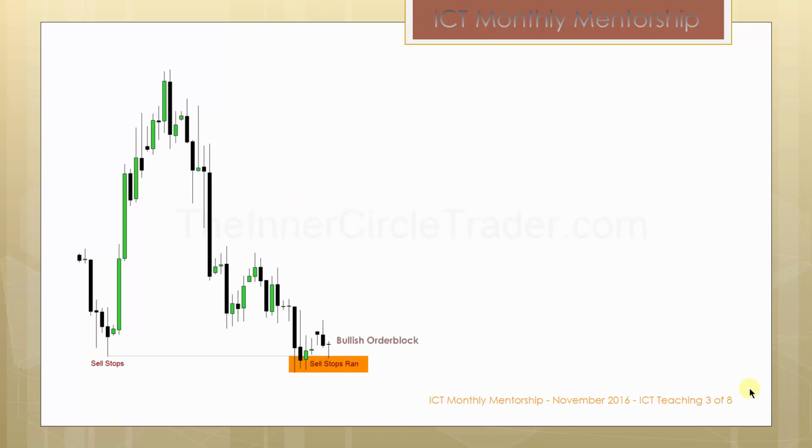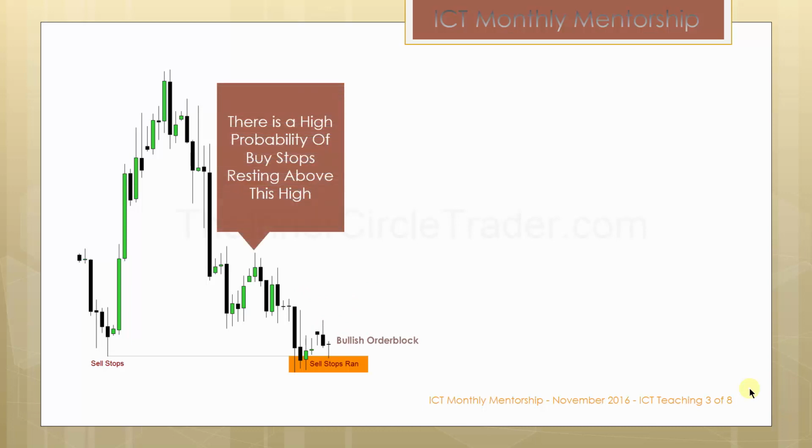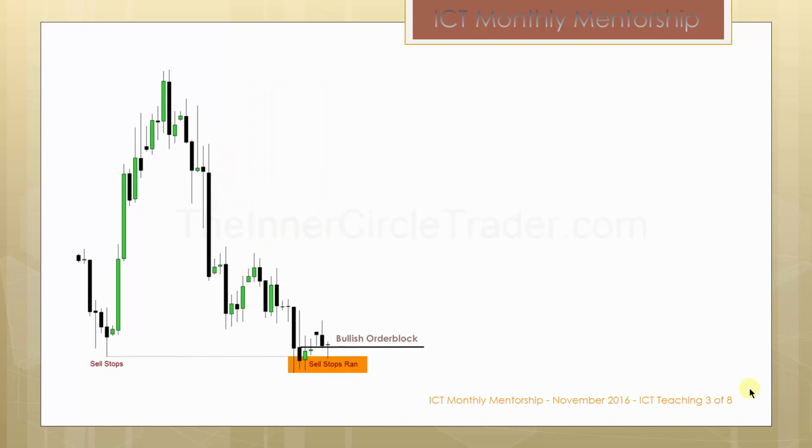But looking at what we see here, price is forming a potential bullish order block. Now, this old high here, obviously we know what's going to be resting above that. It's going to be buy stops. Well, we have a last down candle here. Price is now reaching into that right here. And it's also dipped one more time into that area right below this old low.